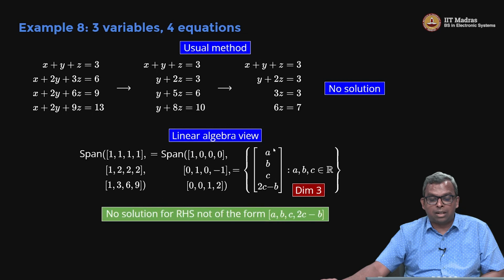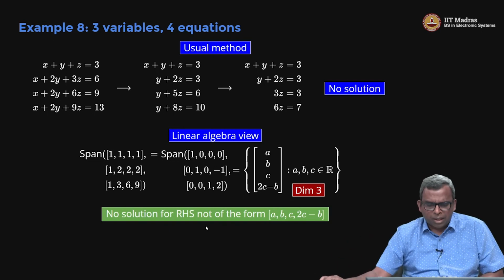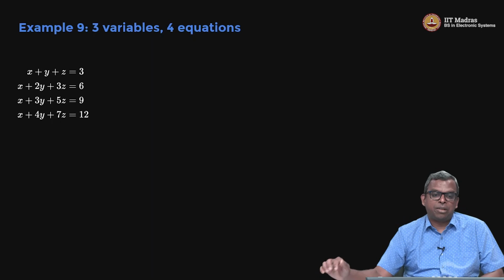If you have RHS which is not of the form A, B, C, 2C minus B, then there is no solution for this particular case. So notice how interesting things are happening. Maybe we need to dig deeper here, that's the suggestion, but let's look at that. Okay. The last case, again 3 variables, 4 equations.